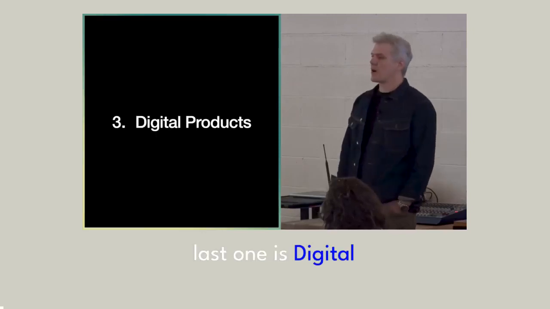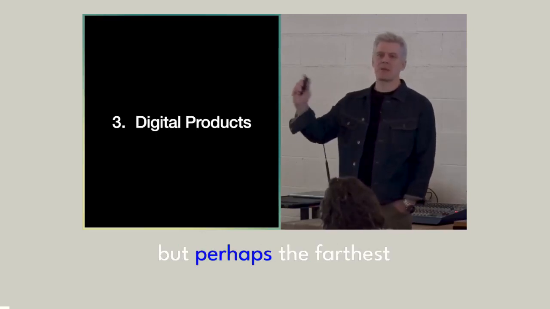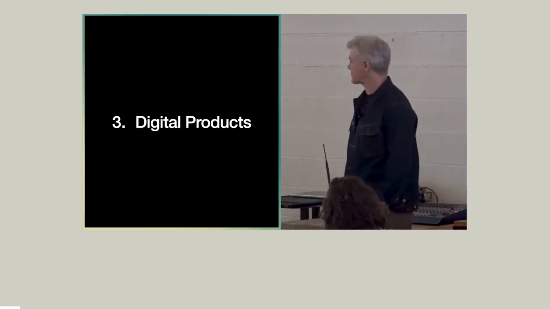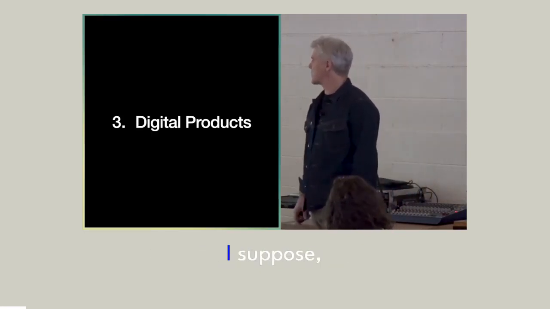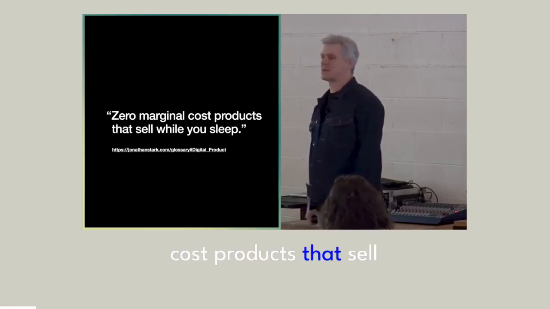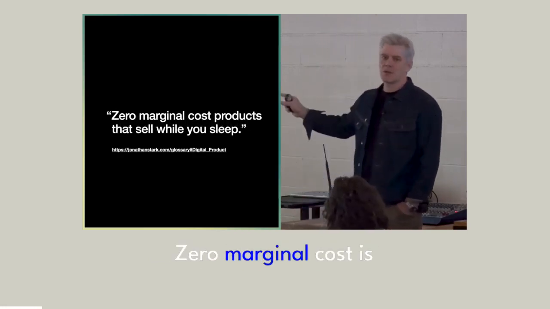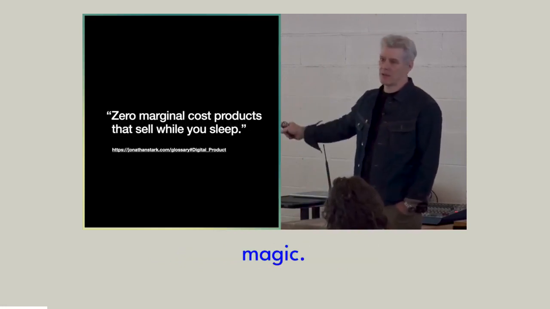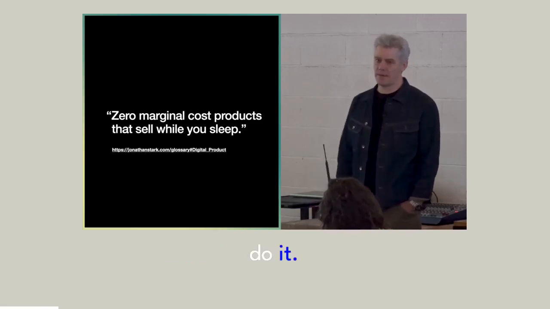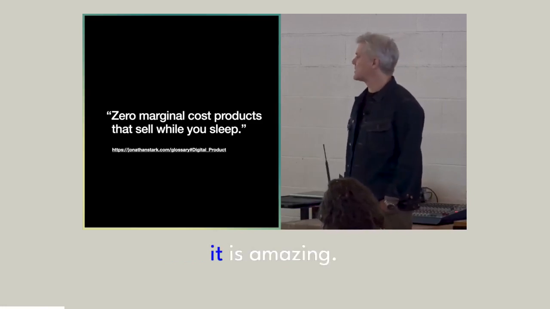All right, last one is digital products, which is the easiest one to understand, but perhaps the farthest one from anyone's reality, from their current business. So everybody knows what these are, I suppose, but my definition is they are zero marginal cost products that sell while you sleep. Zero marginal cost is magic. If you can sell something that has zero marginal cost, do it. I mean, it is amazing.